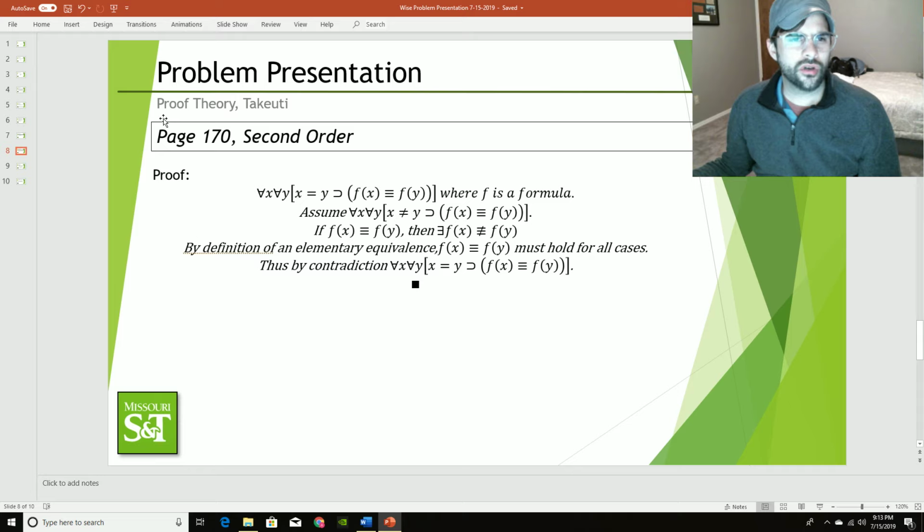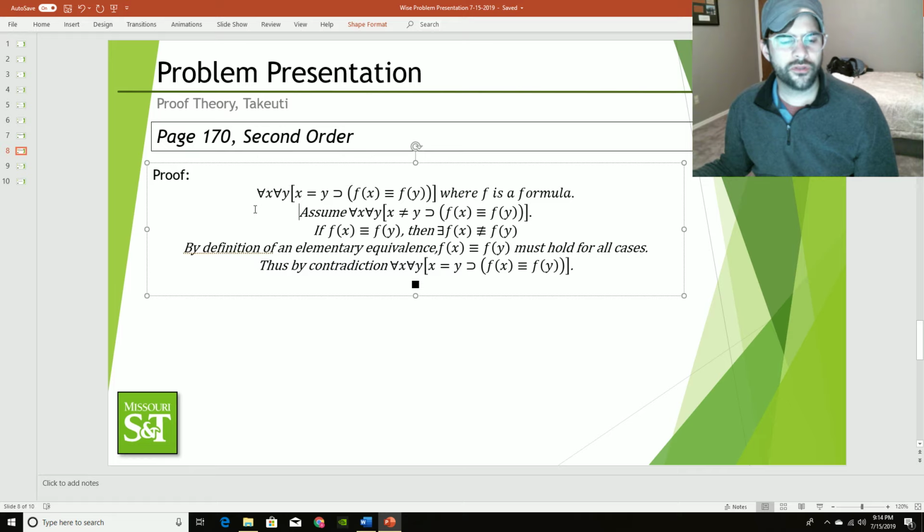Okay. So the next one is from page 170. This is a second order proof, and basically this is a really very simple one. I've been trying to get my head around the second order stuff, and all these presentations have some form of second order logic in them, which is kind of neat.